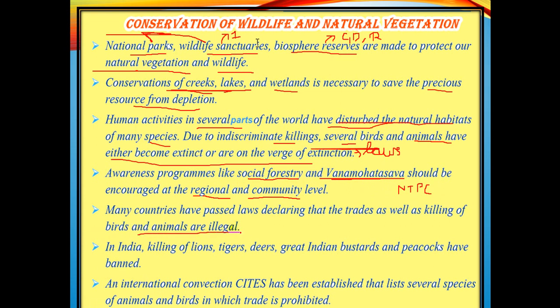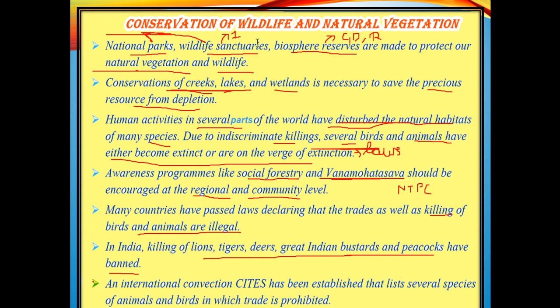formulate the laws to stop illegal hunting and killing. In India, killing of lions, tigers, deers, great Indian bustards and peacocks has been banned. So we are conserving them. And one more thing, there are many projects like Project Tiger, Project Indian Bustard, Project Elephant. These have been introduced so that special emphasis is given to these endangered species so that they can increase in number and the imbalance in the ecology can be reduced.